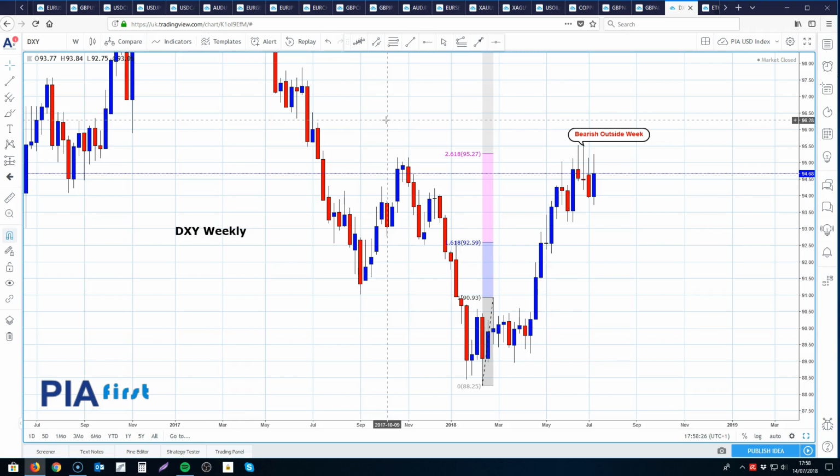So the weekly chart in the dollar index: an impulse move to the upside, a bearish outside week, posted very close to the 261.8% extension level at 95.27. We've also got this swing high area. So what we believe we're now in is a corrective formation to the downside. Obviously there's prime support around about 91, the figure.